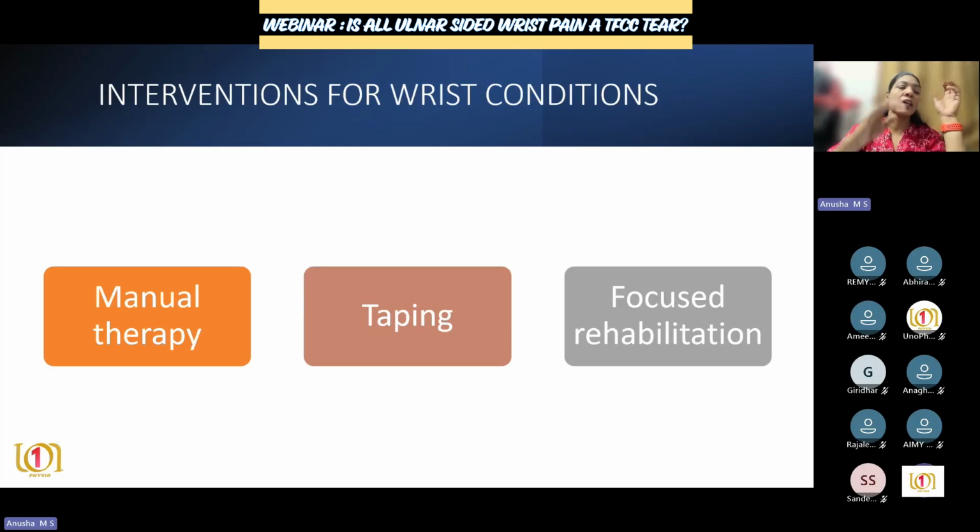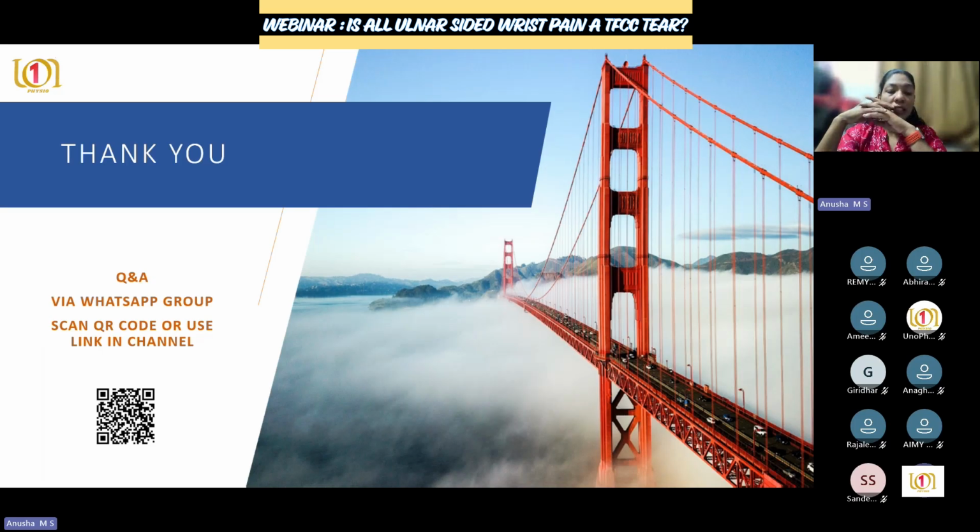The major take home message of this webinar today is: don't pretend that all ulnar-sided wrist pain is TFCC. It can be TFCC or it cannot. Don't go with a predetermined mind to a patient and do the treatment, because a TFCC rehab, a lunotriquetral rehab, and a scapholunate rehab have very different outcomes as well as very different procedures.